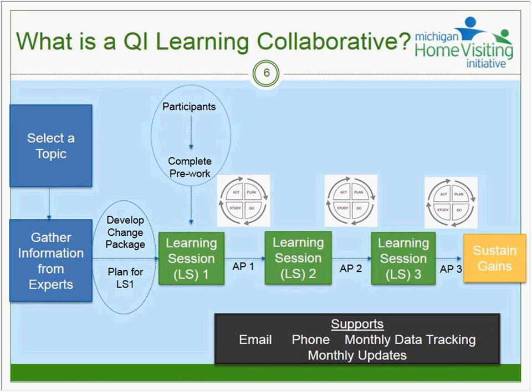So I'll walk you through this model just quickly. We'll start over on the left-hand side. The top blue box is select a topic. This has already been done in our case. We looked at the data. We looked at some of the important things that not only our funders were looking at, but our partners at MIECHV were looking at. We also got information from our local implementing agencies and local leadership groups about things that are particularly important. So those topics were selected.